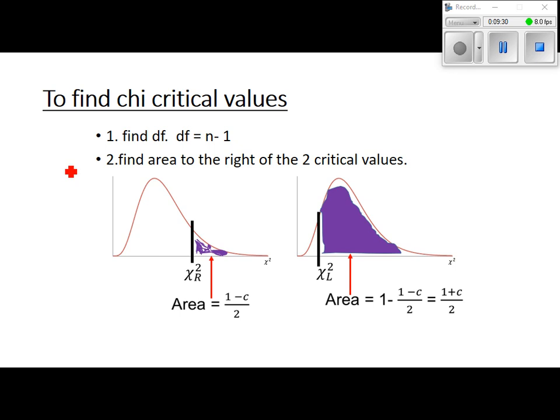So to find your chi-critical values, first you've got to find your degrees of freedom. So it's just n-1. We've done that. Then find the area to the right. The chart that you have deals with area to the right. All the other charts we've ever dealt with, like for our standard normal, if we were looking at an area, we were always talking about the area to the left of that certain critical value. Well, for the chi-square, it's area to the right.